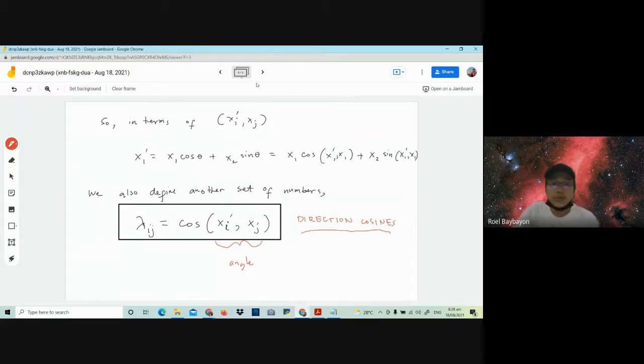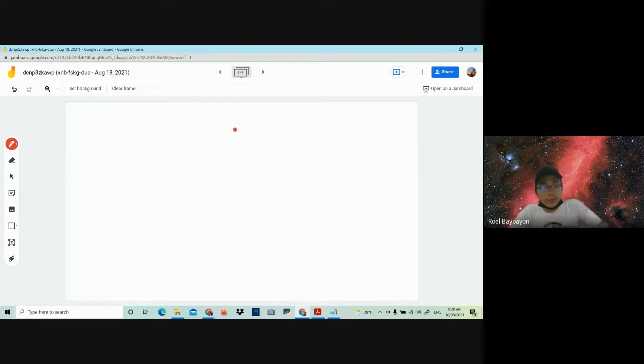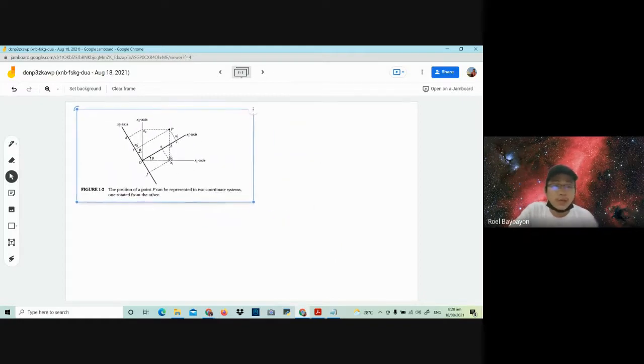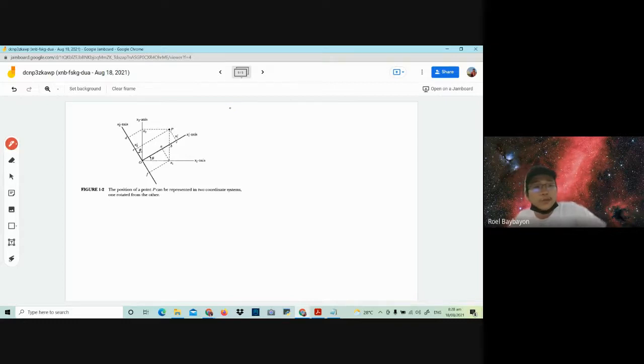From the figure, let's go back to the figure. We can get the lambda ij's. We have four lambda ij here because this is in 2 dimensions. So from the figure, we can solve for lambda 11. What is lambda 11?